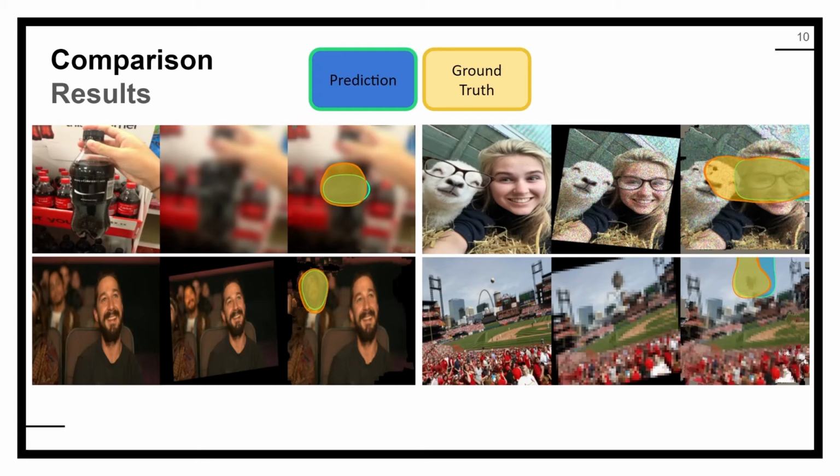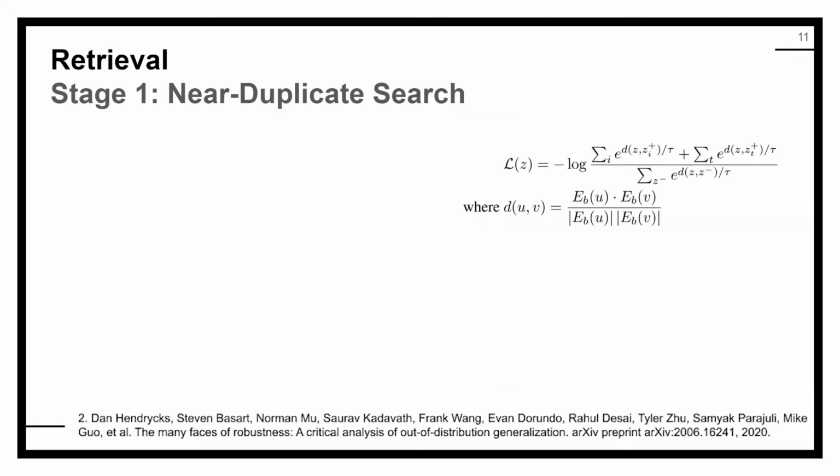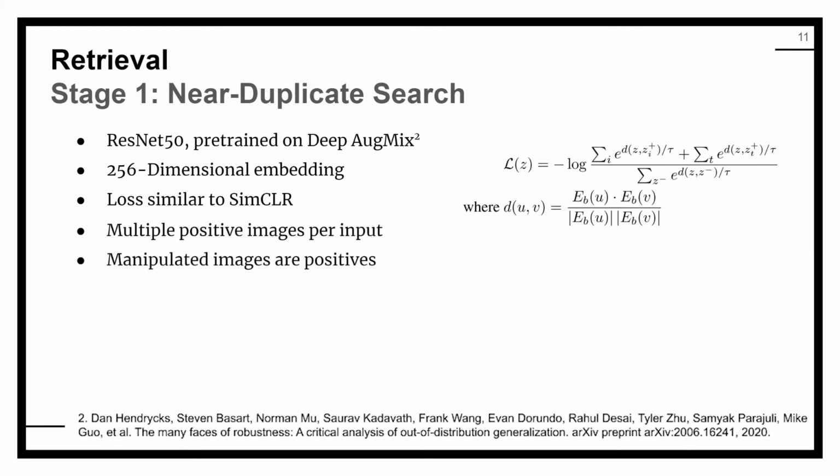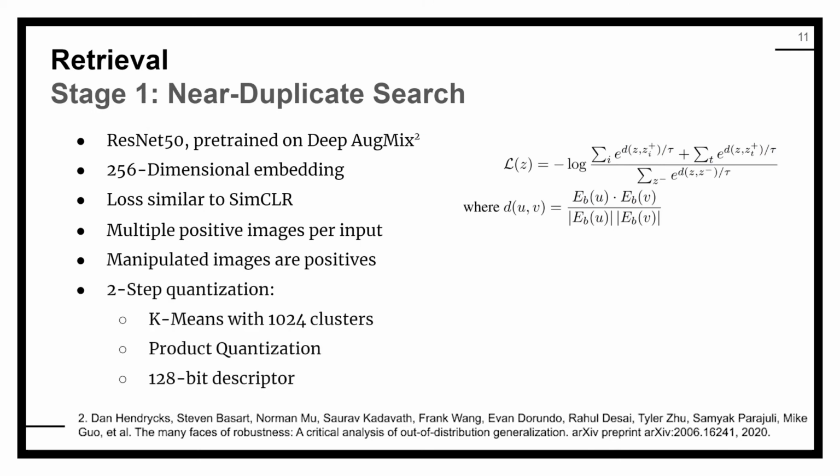But as you remember, we need to retrieve the originals first. We perform retrieval in 2 stages: near duplicate search, followed by re-ranking. For stage 1, we use ResNet50 pre-trained on DeepAugMix to obtain a 256-dimensional embedding that is robust to benign transformations. It is trained with a loss function similar to SimCLR, with 2 differences being that there are multiple positive images per input and manipulated images are considered to be positives. We then perform a 2-step quantization to reduce the size of the image descriptor to 128 bits. This allows for very fast search even in multi-million image datasets.